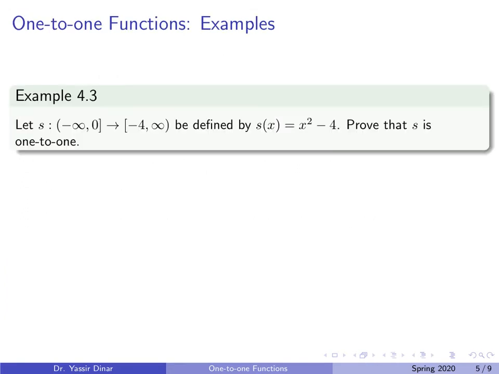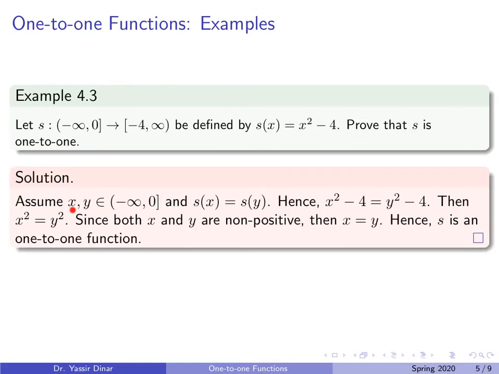So for our first example, we take a function s from the interval from minus infinity to 0 to the interval from minus 4 to infinity, and it is defined by the formula that the image of x is equal to x squared minus 4. We want to prove that s is a one-to-one function. So I assume that x and y are in the domain, and the image of x is the same as the image of y, and we want to see if this means x is equal to y.